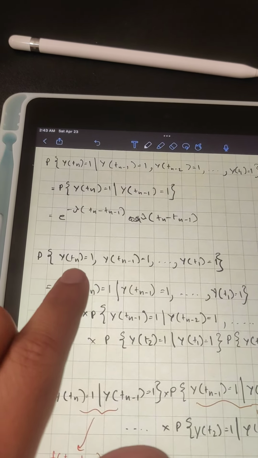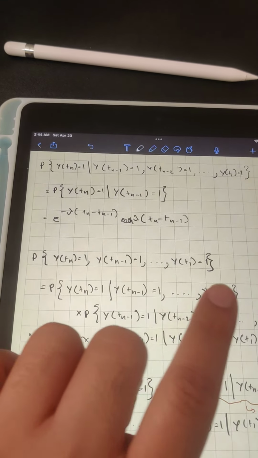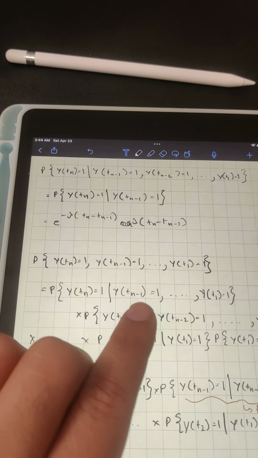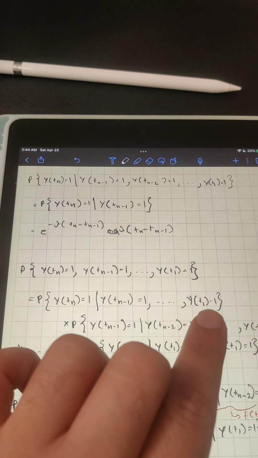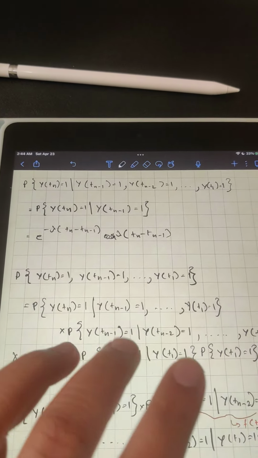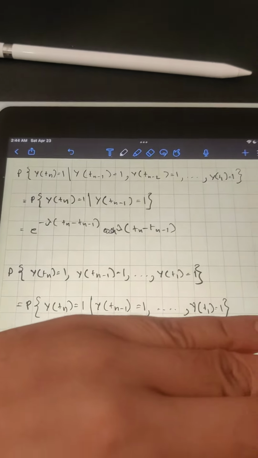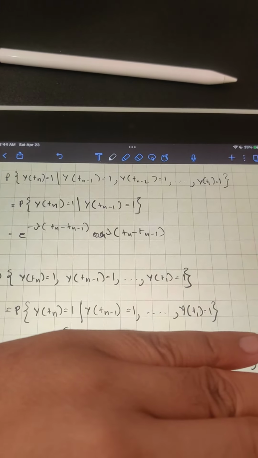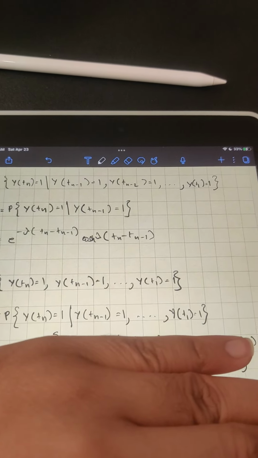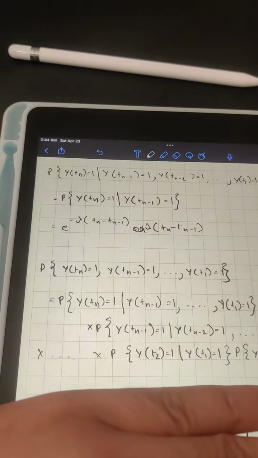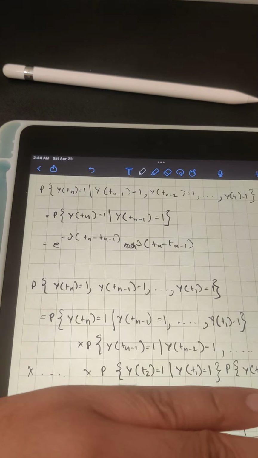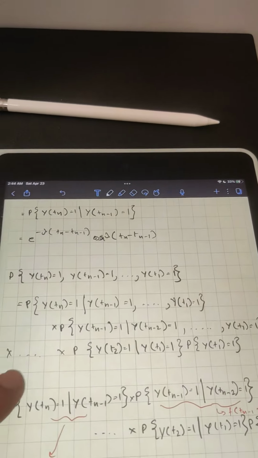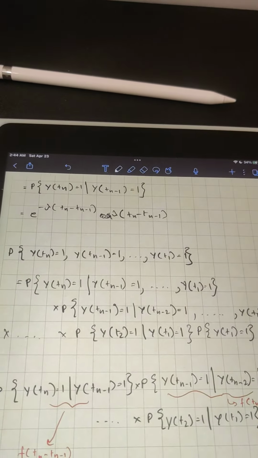So the probability of Y(tn), Y(tn minus 1), dot dot dot, we can write this as Y(tn) given Y(tn minus 1), dot dot dot, Y(t1). And then basically if we forget this, we again take the probability of Y(tn minus 1), dot dot dot, and we can further break that term into the probability of Y(tn minus 1) given Y(tn minus 2), dot dot dot, Y(t1), and again like that we keep breaking it down, so we get all these terms here, right?